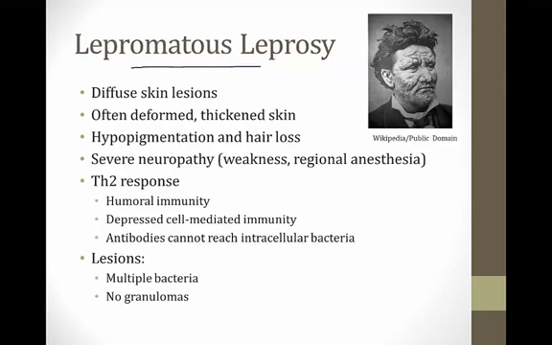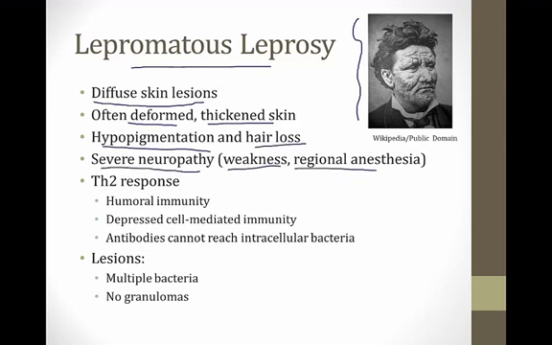Contrast that with lepromatous leprosy. So these patients have diffuse skin lesions. This is the classic type of leprosy patient like I've shown up here in this picture. This is the type of patient described in the Bible who used to be shunned in ancient times for their skin lesions. They often have deformed, thickened skin. They will have hypopigmentation and hair loss, and they will have a severe neuropathy. Sometimes they can be weak or have regional anesthesia. They can sometimes lose fingers or toes, not because of the pathology of the disease, but because they've lost sensation, and therefore they damage those limbs and they don't feel it.